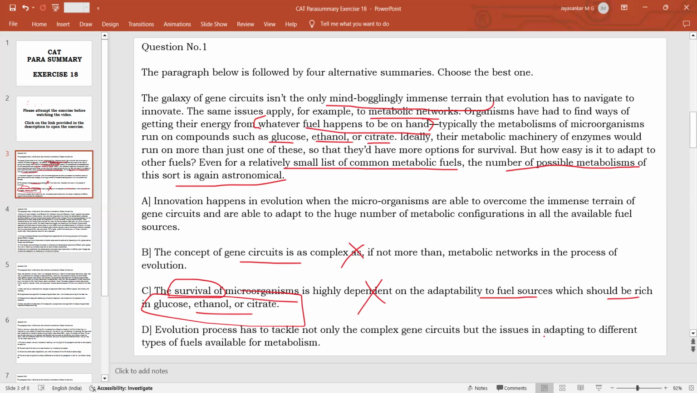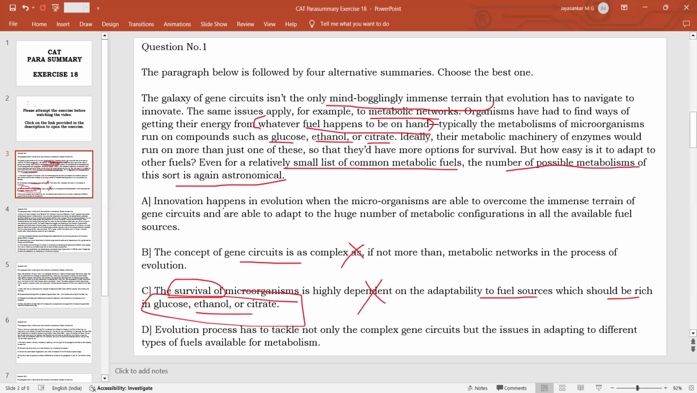Yes, when you are adapting to different types of fuel, what will happen? A lot of metabolic configurations will come. So that again will make the process complex. So this again is a good answer. So now you have two good answers, A and B. How can you select the best answer?